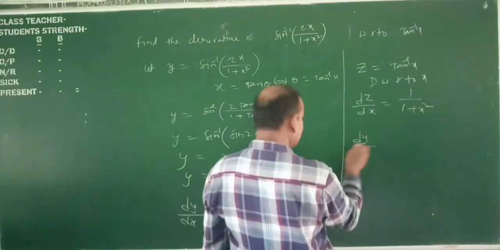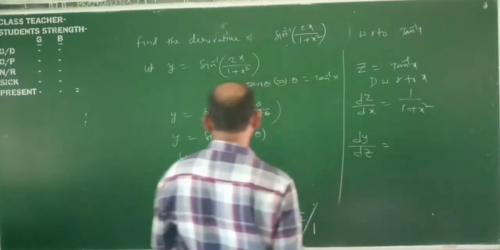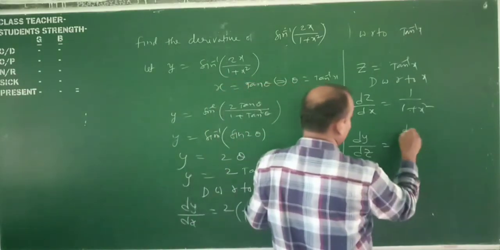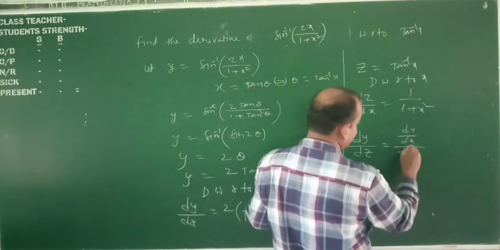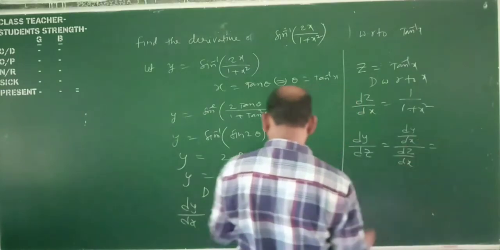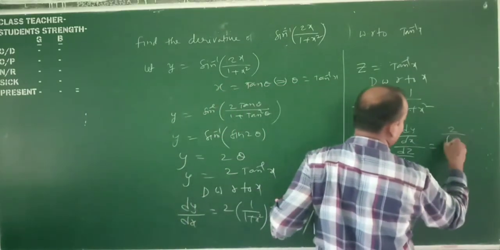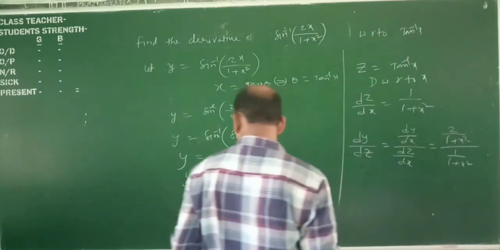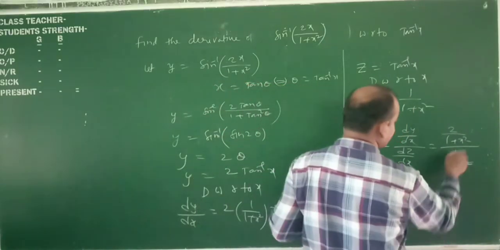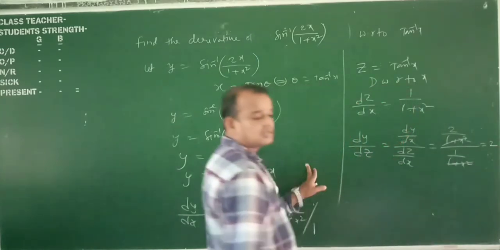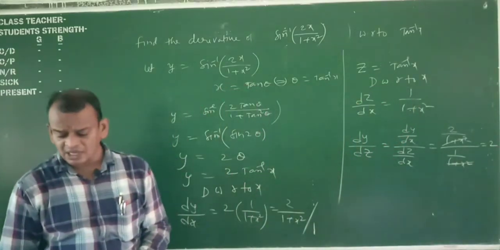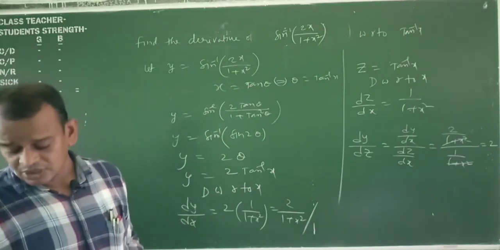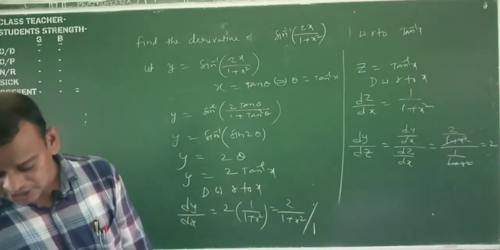Now, dy by dz. Why dy by dz? The derivative of y with respect to z, that is this one by this one, dy by dx by dz by dx. That equals 2 by 1 plus x square by 1 by 1 plus x square. These two are cancelled. What about the answer? The answer is equal to 2. Very simple method. Okay? I think you understand this problem.